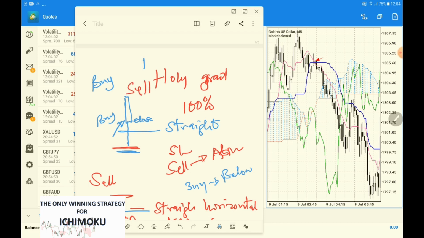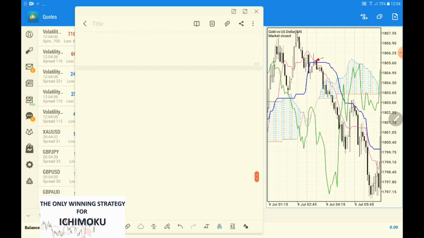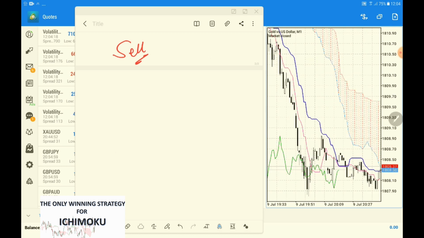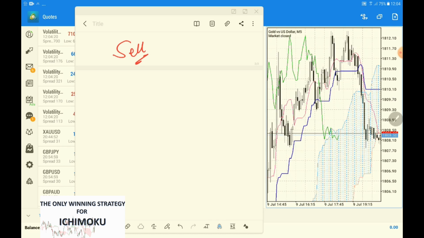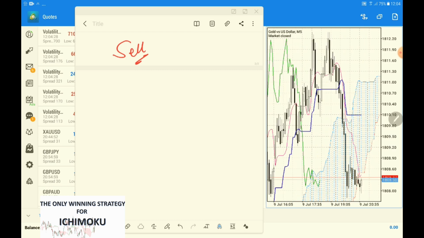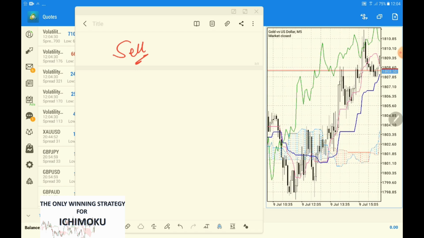Oh god, the PC is suffering, the screen is suffering. That's a sell signal right there. And what happened? Price kept selling. So trust me, I believe that you have watched a lot of videos about Ichimoku, but trust me, this is the only winning strategy, especially for beginners.